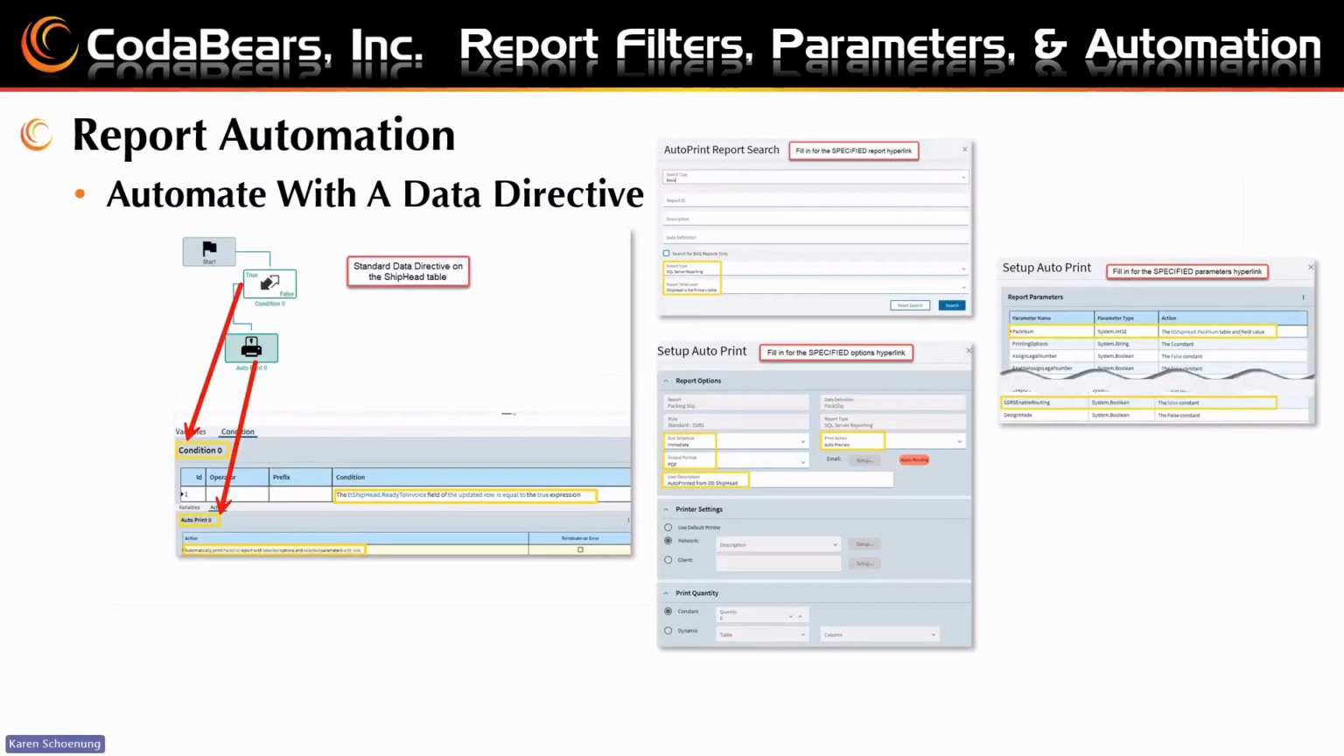Okay, next on to report automation. The first example that we have is using a data directive. One way to automate printing, previewing, or emailing a report is that you can use the data directive.